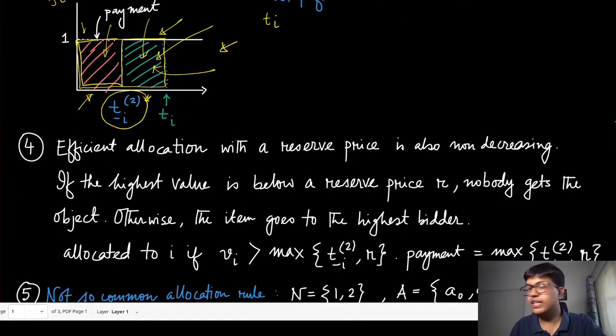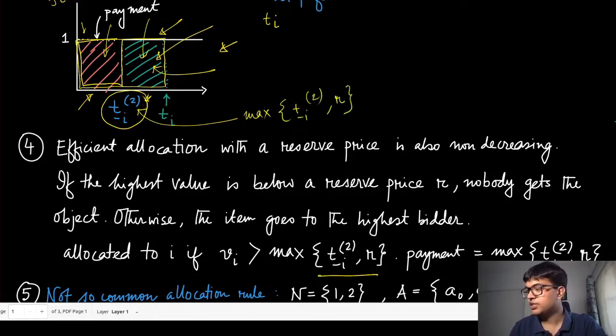Now let us look at the efficient allocation with a reserve price. We have seen this earlier: in the second price auction, on top of asking the agent for the second highest bid as their payment, one can also set a reserve price. So this threshold gets replaced by the max of these two quantities, t minus i2 and that reserve price. There also we can see that the allocation rule is monotone, and therefore the corresponding payment will be just this point, the max of these two things. The argument is exactly similar to the second price auction, so we will not go over it once again.